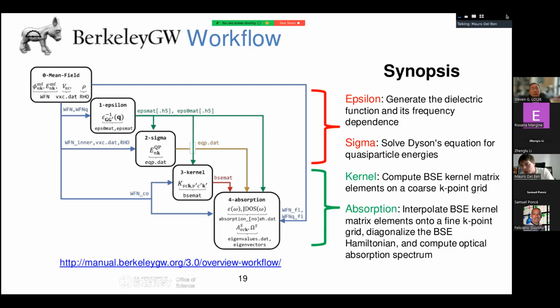And in the tutorial today, you're going to use all of these modules. You're going to start with epsilon and sigma to calculate the GW band structure of silicon, and then you're going to use this information in the second part of the tutorial today in order to build up the BSE Hamiltonian and diagonalize it in order to get the absorption spectrum.